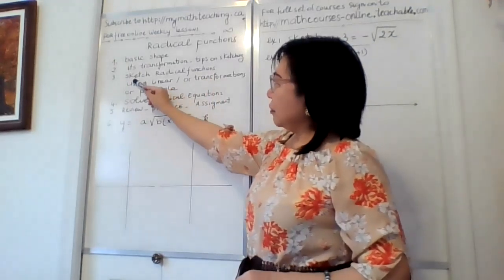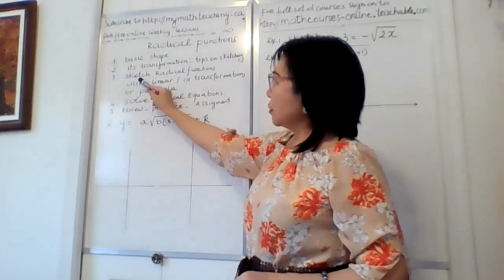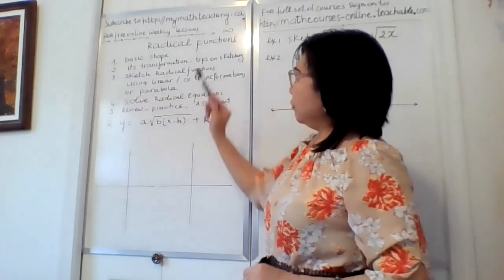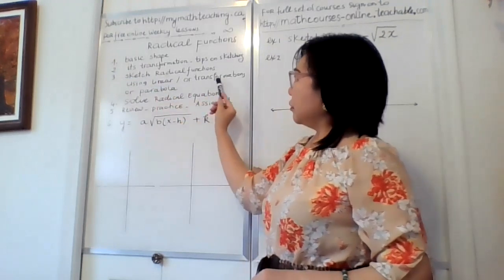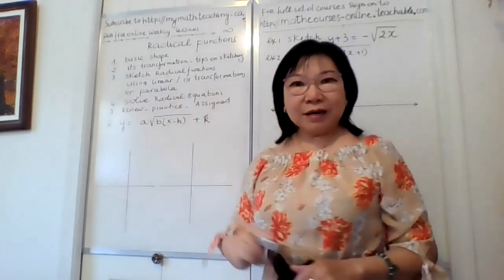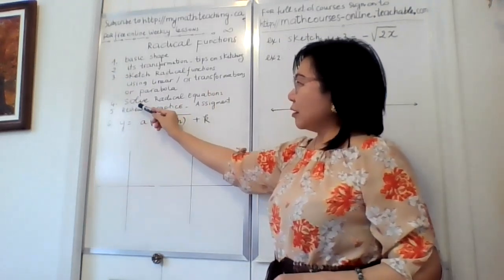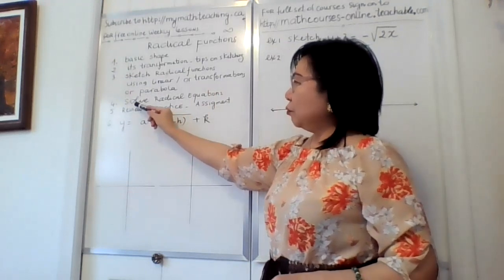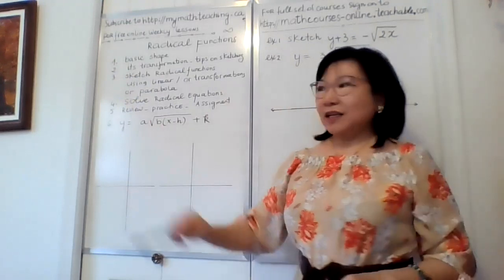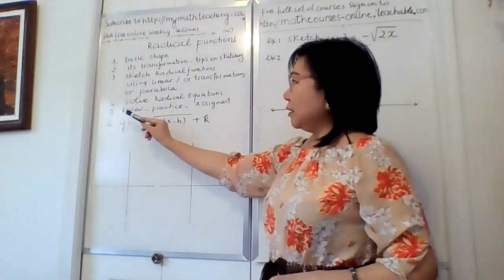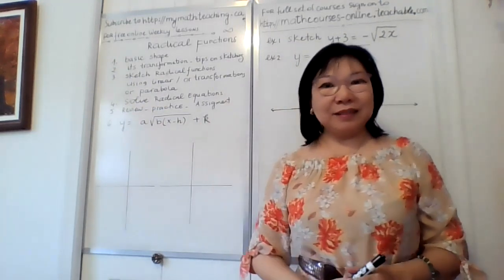And then the third part, we will talk about sketching the radical functions. We can sketch using the linear or transformation or parabola. The fourth section, we'll look at how to solve the radical equations. And the fifth one is we will review and practice and the assignment.